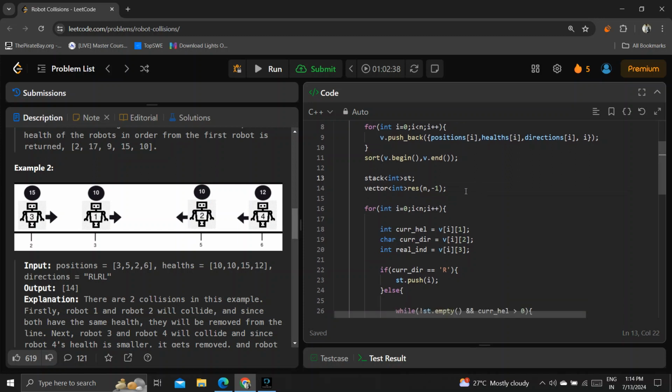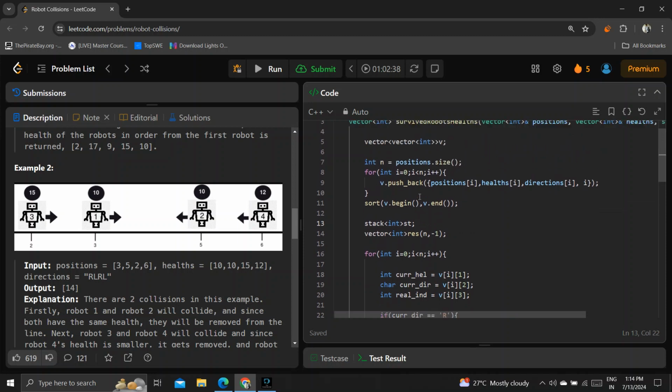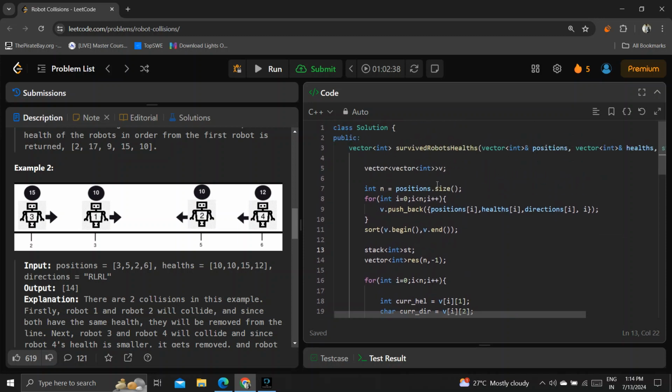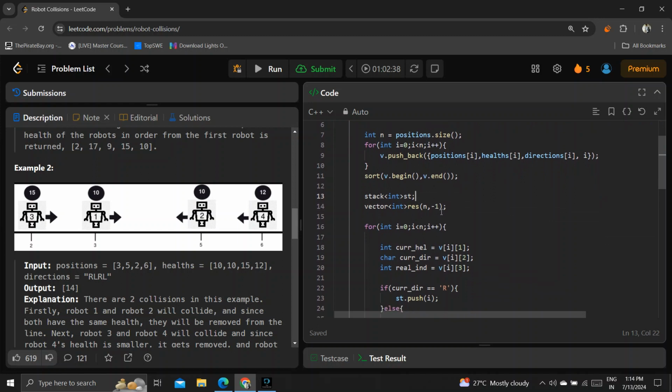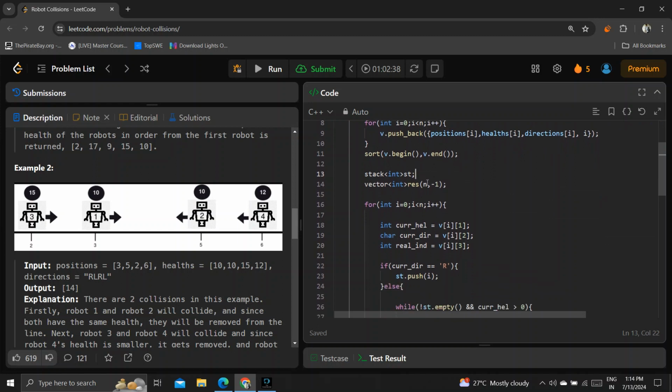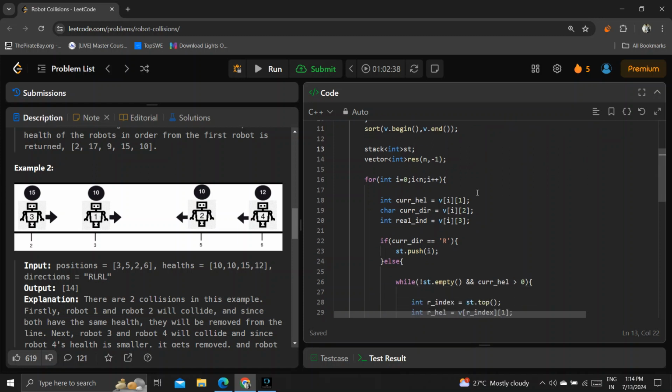Okay. Now we have taken one vector result of n size, the n size of all the vectors and the string as well, and I have taken -1. So basically, what does it contain? It will mark the values of those particular robots who have survived, and it will contain the health of those particular robots. And those who have died, it will be -1 only. Okay, hope you have got it.